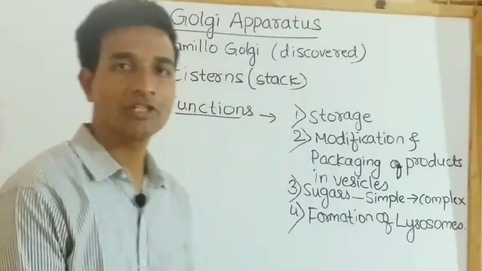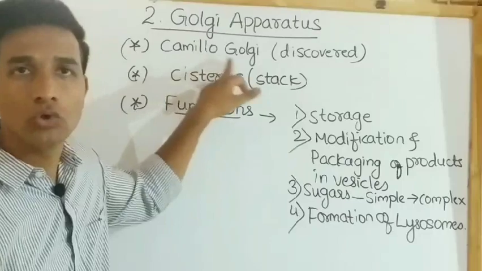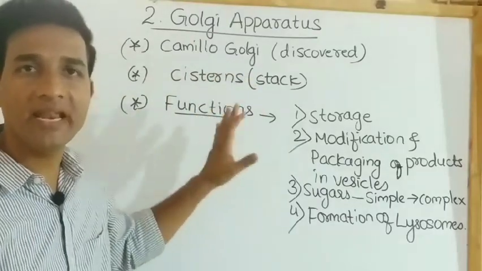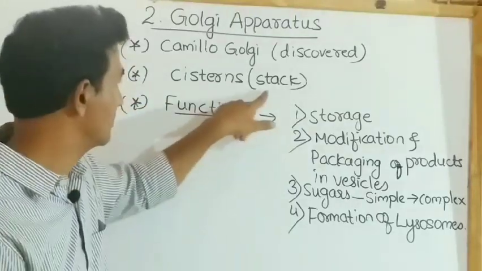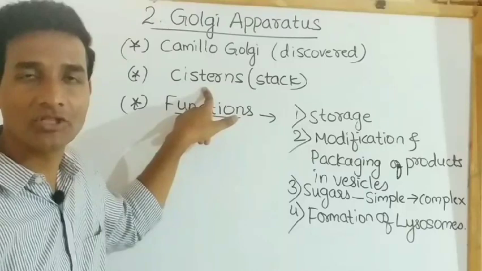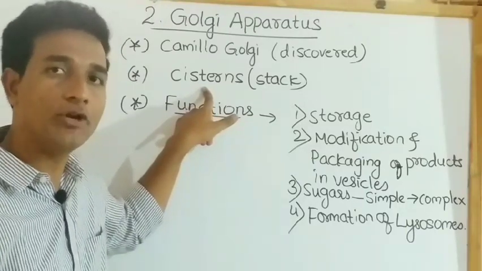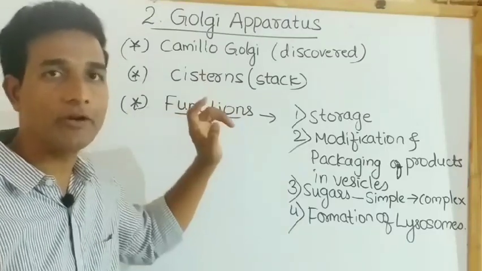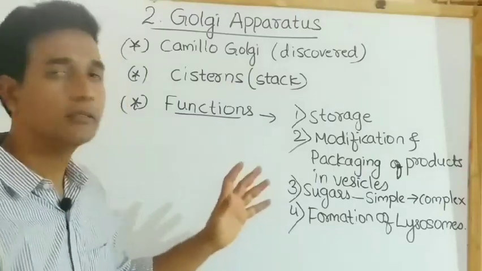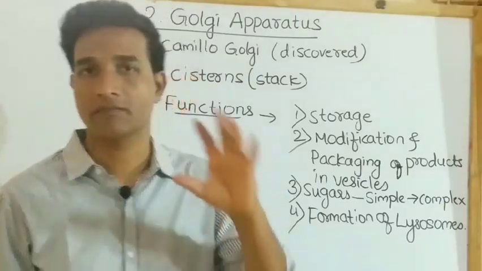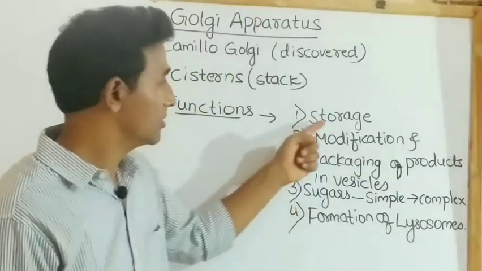So, next is the Golgi apparatus. Golgi apparatus was first discovered by Camillo Golgi, and it consists of membrane-bound organelles arranged approximately parallel to each other in stacks, which we call cisternae. These membranes often have connections to the membranes of the endoplasmic reticulum. Therefore, they constitute a portion of the cellular membranous system. And the functions include storage.